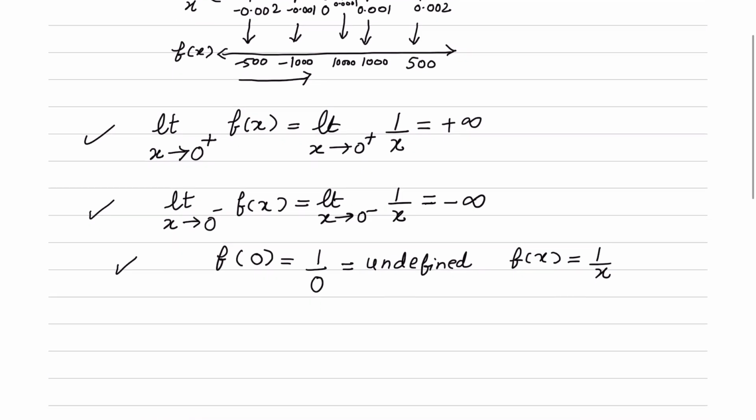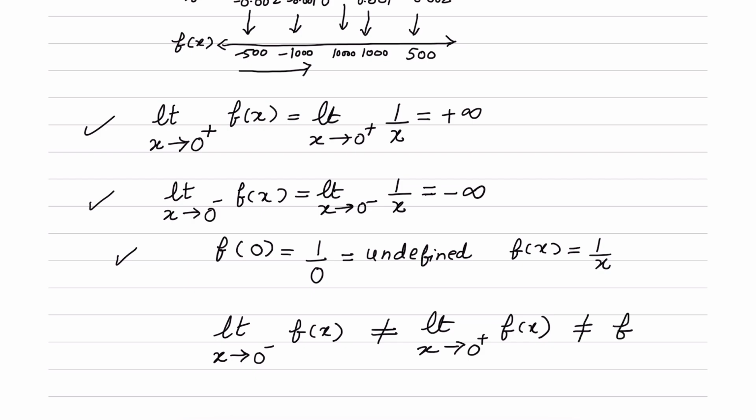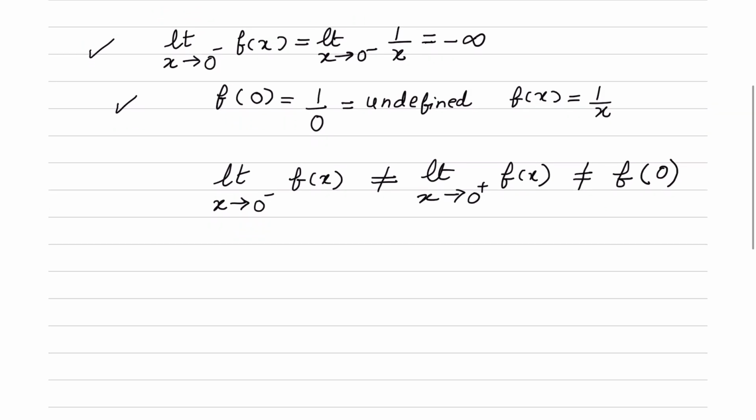So in this example, we are seeing that the left hand limit, which is the limit of f of x as x approaches 0 minus, is not the same as the right hand limit, which is the limit of f of x as x approaches 0 plus, and both of these values are not the same as f calculated exactly at 0. This is how we understand the limit of the function at a point.